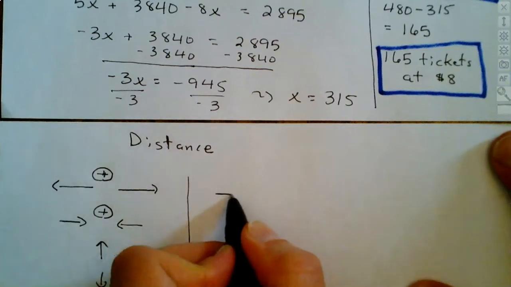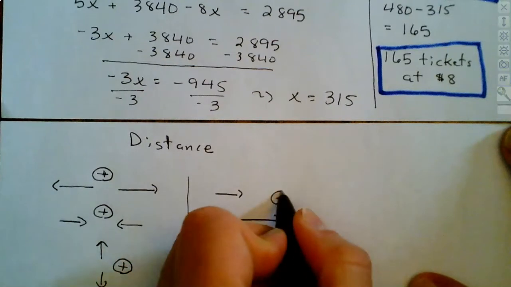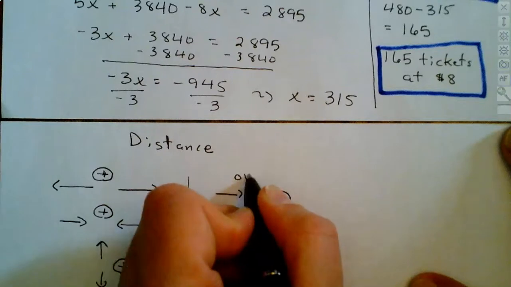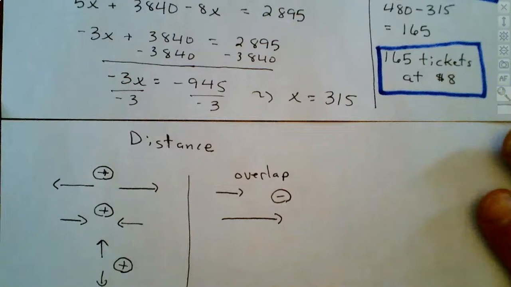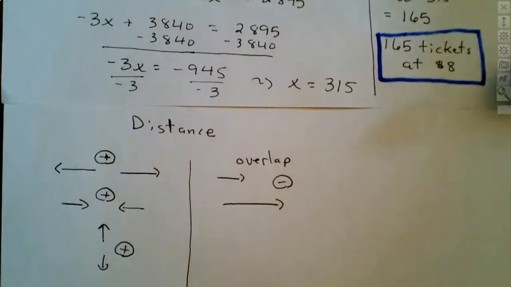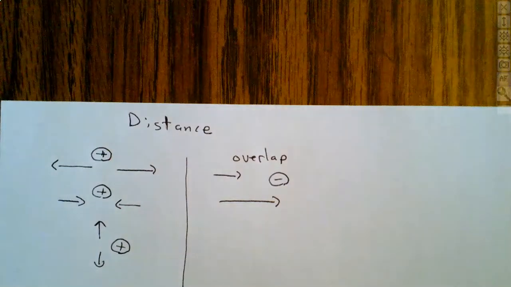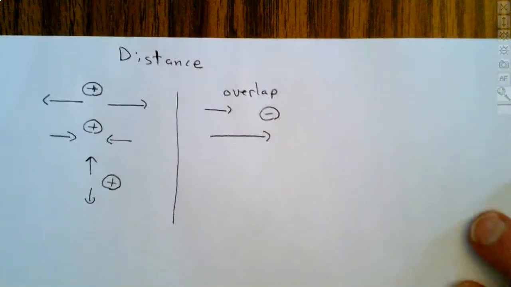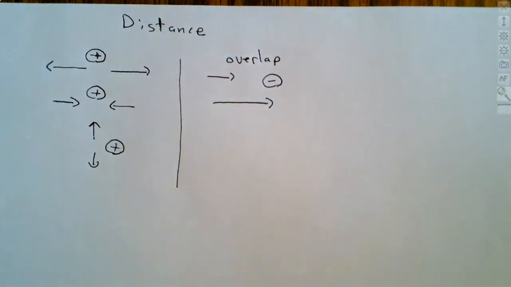If they overlap, then it's going to be subtraction. So this would be subtraction because we have overlap. So anytime they overlap, it's subtraction. And this would be something like two people run a race. One is going faster than the other one. The distances apart would be found by subtraction.